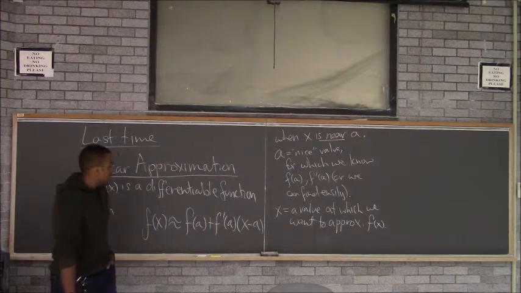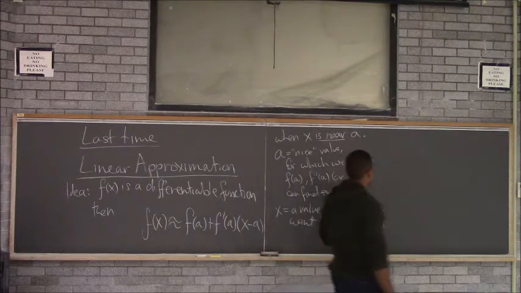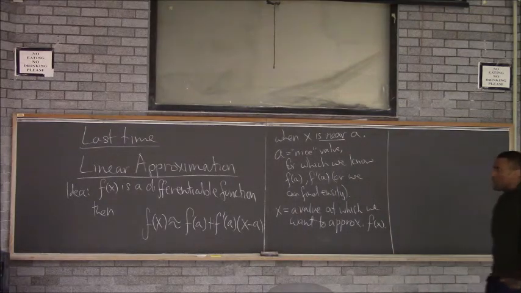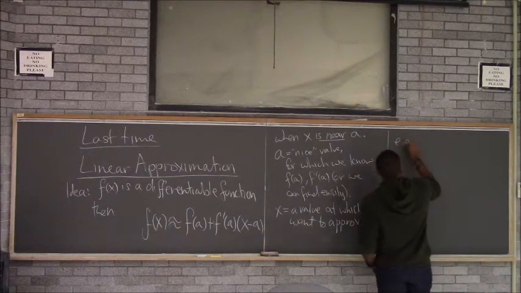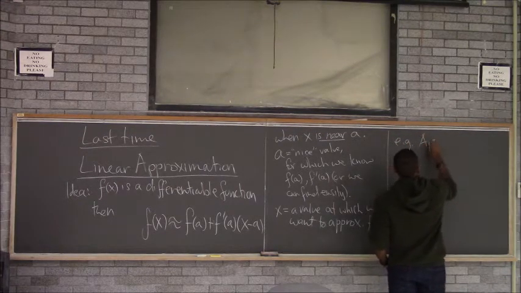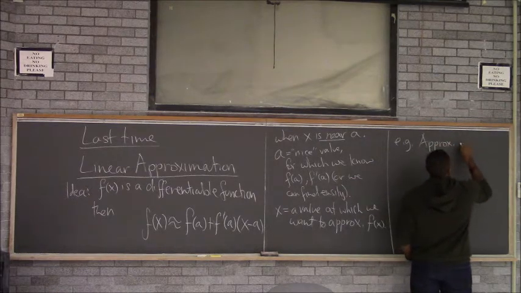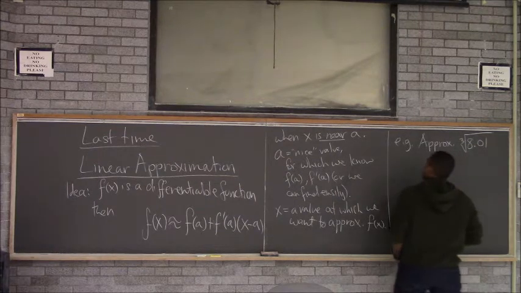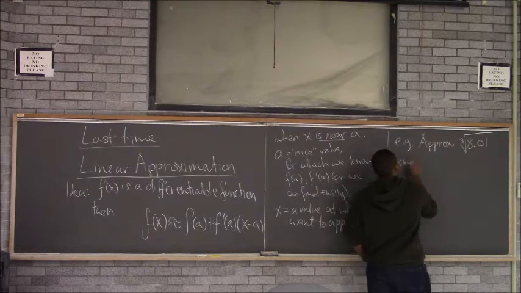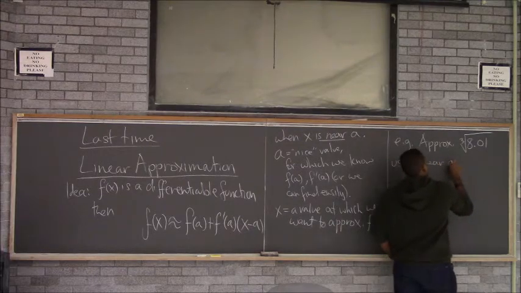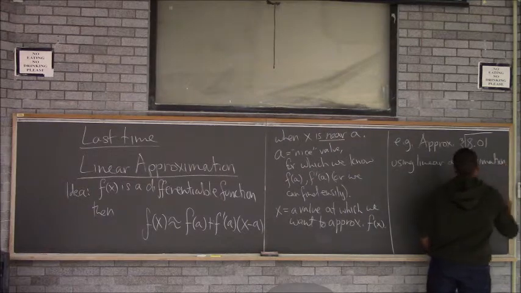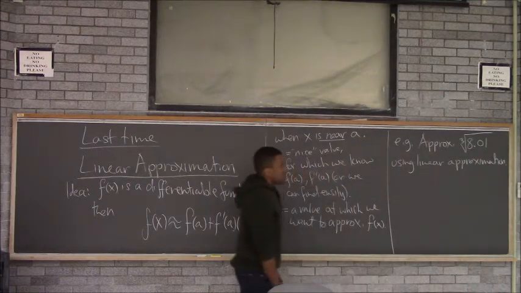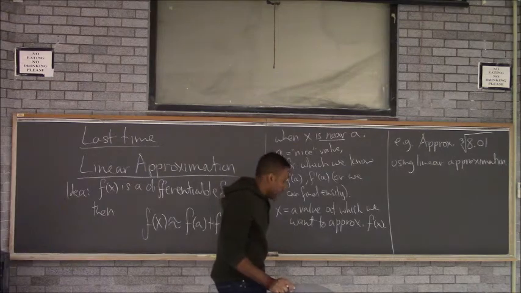So let's actually do another example. We did one where we approximated the square root of 3.99, and I left another example to approximate: the cube root of 8.01, using the linear approximation. So let's pick up right with that example. Did anyone actually try this?